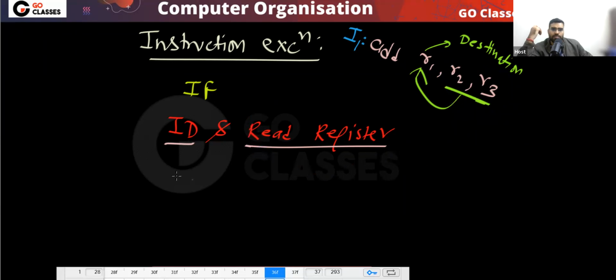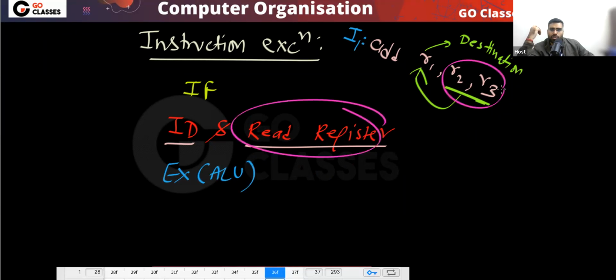Then after that you will do the ALU, right? Yes or no? Okay, you will do the ALU. So these registers that you are reading, you will add them. The actual addition will happen. So r2 plus r3 will happen here for I1.